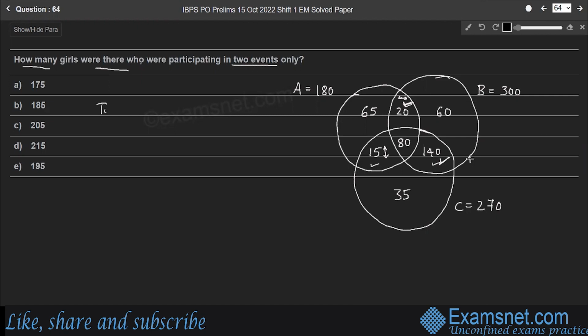So, total girls participated in 2 events is equal to 20 girls in both A and B plus 15 girls in both A and C plus 140 girls in both B and C. Therefore, it is 175. So, 175 girls participated in 2 events. Option A.